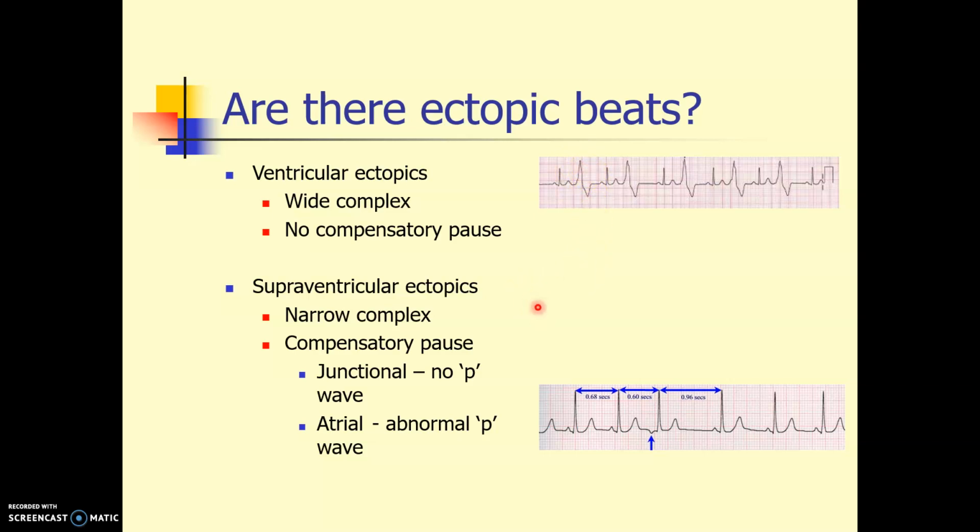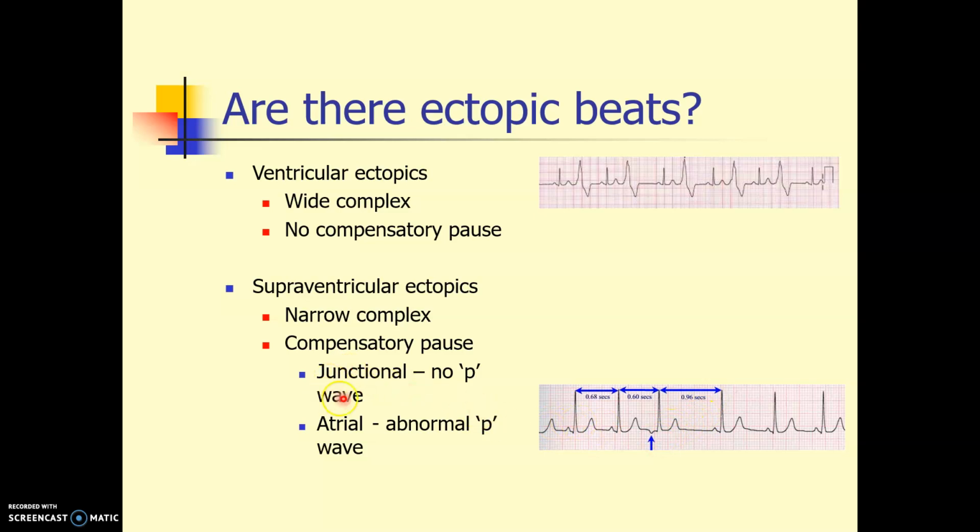Whereas in supraventricular ectopics, the complexes are by and large narrow unless there's a concomitant bundle branch block, but usually narrow, and there is a compensatory pause. That is to say, here's your last normal beat, this is your ectopic beat, this is your next beat. If you look at this interval, it is more than just 2 beats. That's because this beat was generated supraventricularly and the SA node would have been depolarized and has to reset before it starts back.